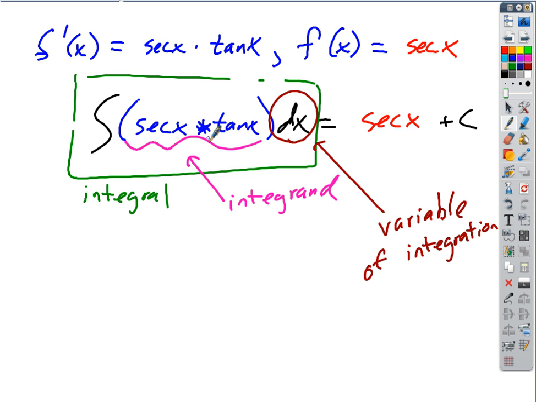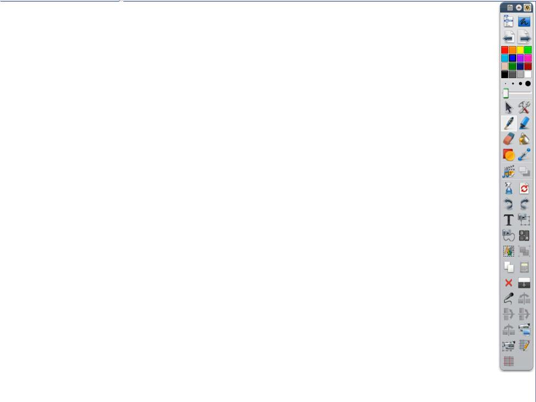Okay, so we're reversing the process. For every formula that we had then, we can flip this around and turn it into an antiderivative formula. For example, let's take the derivative with respect to x of sine x. What's the derivative of sine x? Cosine x.